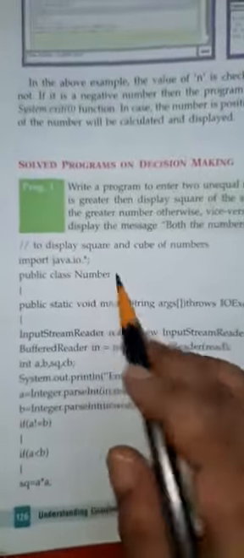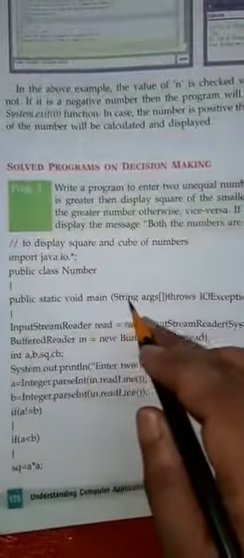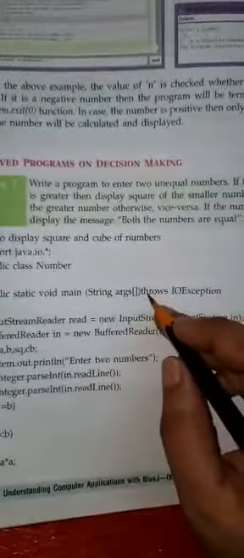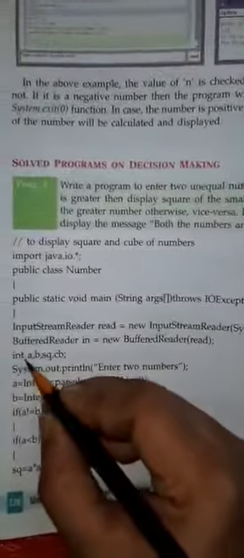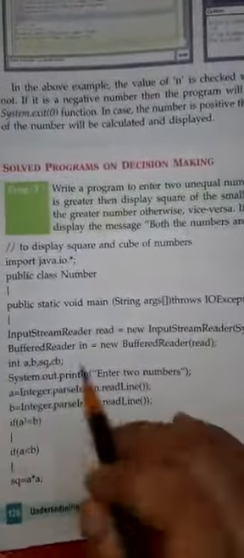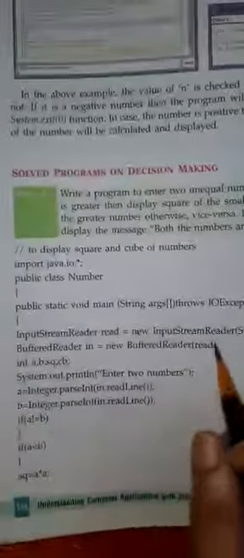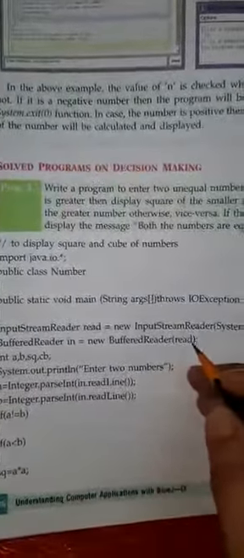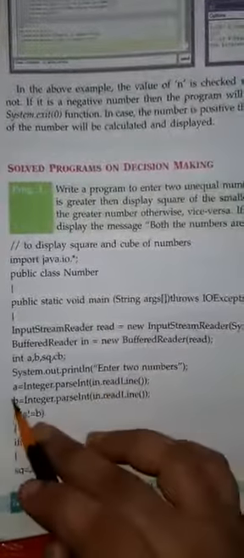So here there is import java.io.asterisk because we are using the buffer reader. Then public static void main, since we are using buffer reader, throws IOException is necessary. Then next, the buffer reader object is made. You can divide it into two parts, or you can write it in a single line by writing BufferedReader equal to new BufferedReader, then InputStreamReader, System.in. Then we are entering the two numbers A and B.